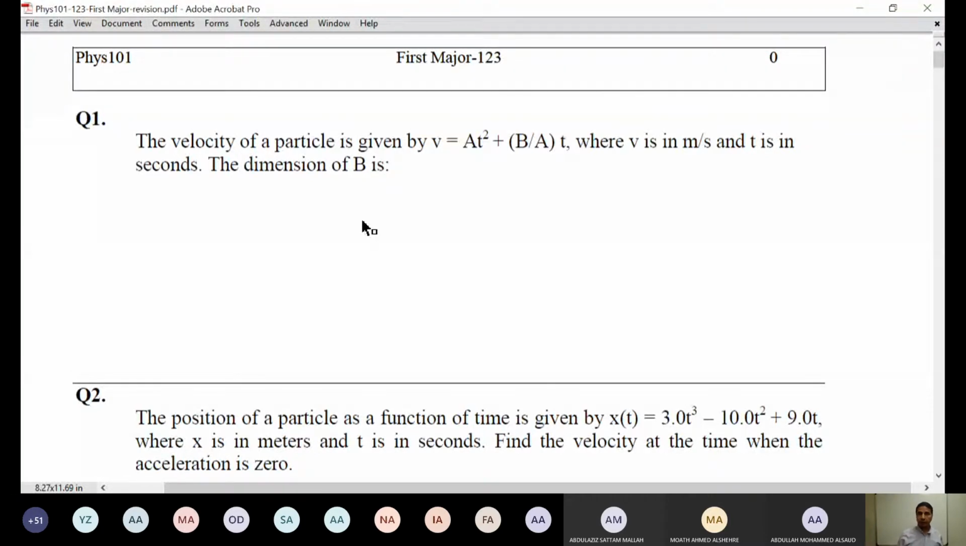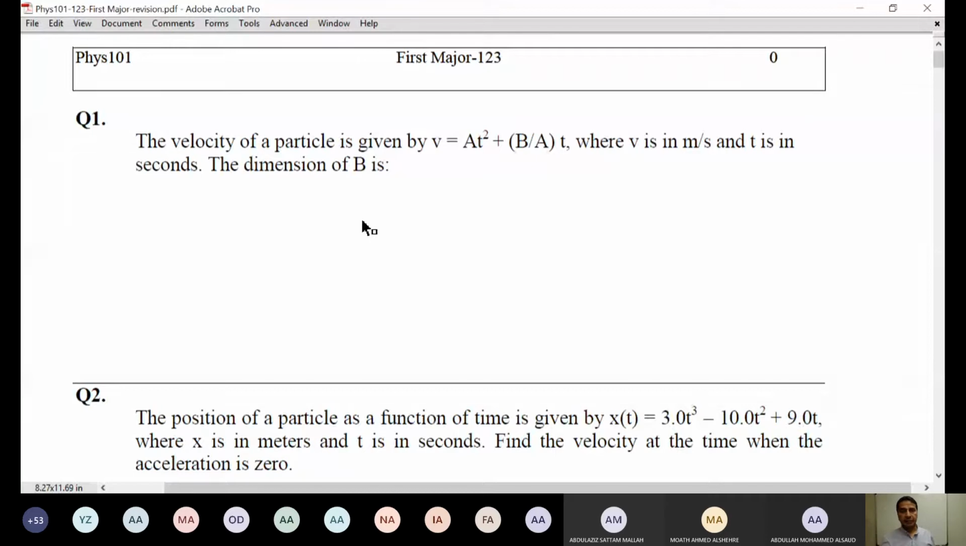Regarding dimensions, I used to give you one example all the time, and here I'm repeating that again. If we have velocity on the left side, and on the right side there are 2 different terms which are added. So a t square, that's one term, and b divided by a times t, that's another term.